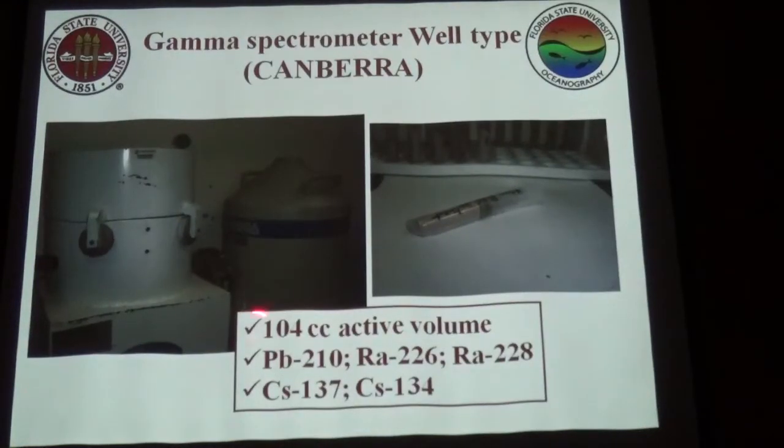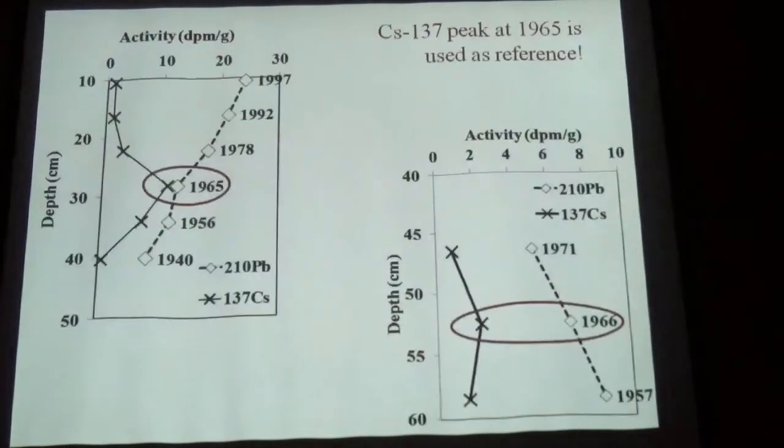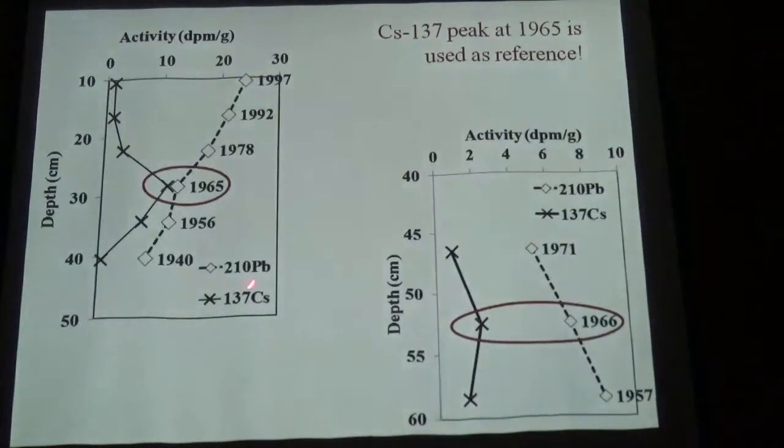And we can also do this without dissolving the sediment or the peat, through gamma spectrometry. And we did part of it to determine the cesium concentrations, this reference peak that we want to know. This is again our well detector in Florida. And so these are some of the results.